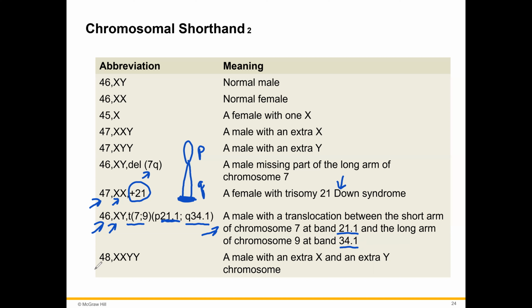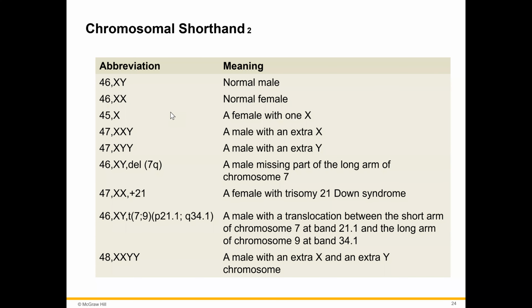Now look at this one. It's 48 chromosomes. What do you think? Is it male or female? If you have a Y chromosome, we're always going to have a male, but this male has an extra Y and an extra X chromosome. Yeah, that happens too sometimes. So this is the abbreviation.